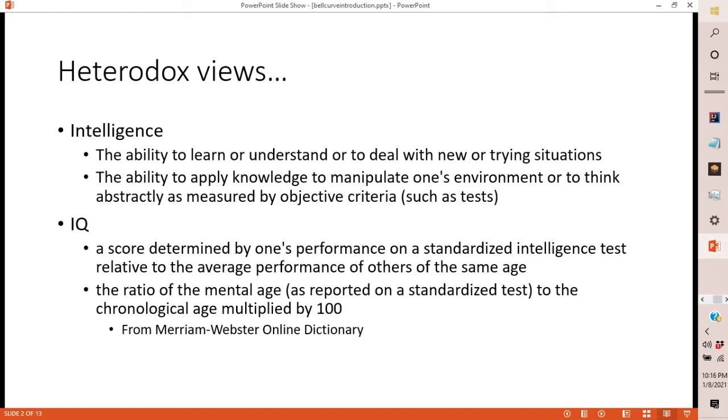I also have on the slide here IQ. IQ is the score of intelligence that's determined by one's performance on a standardized intelligence test, compared to the average performance of others at the same age. That's where this mental age is calculated, right? So you could score really high and be above your mental age. Another definition of IQ: the ratio of mental age to chronological age multiplied by 100.